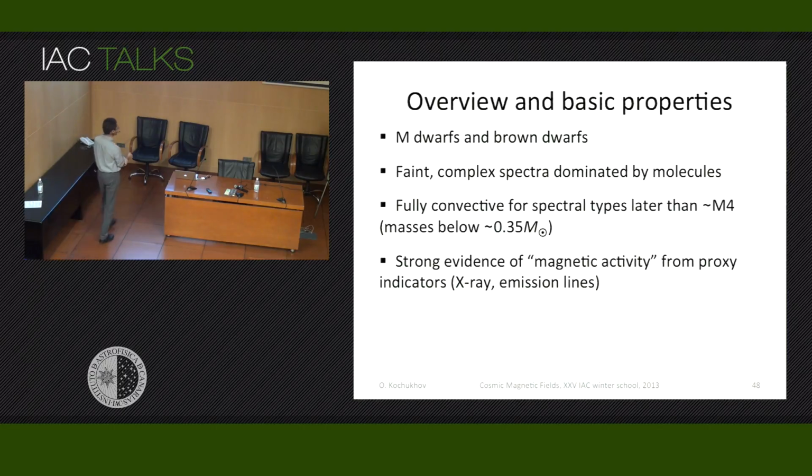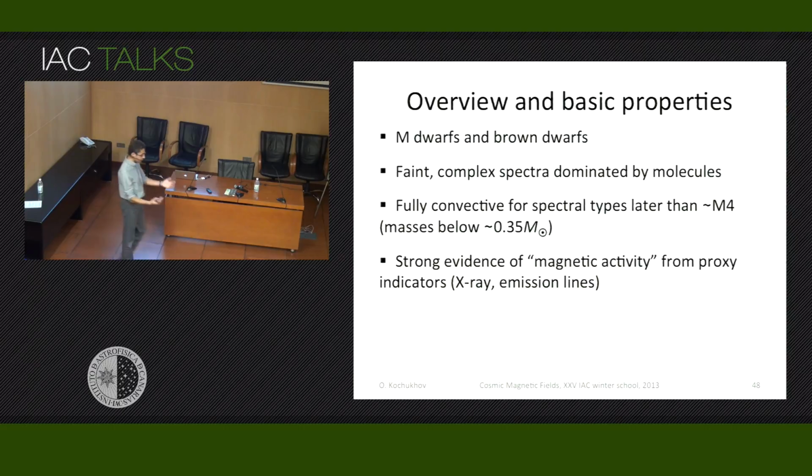There is an interesting feature of M dwarfs: in the middle of this spectral type, around M3, M4, at this mass, 0.35 solar masses, the interior structure of these stars changes. Above this mass, the interior structure is similar to the Sun. The outer part of the star is convective, and the inner part contains a radiative core. But below this mass, the stars are fully convective.